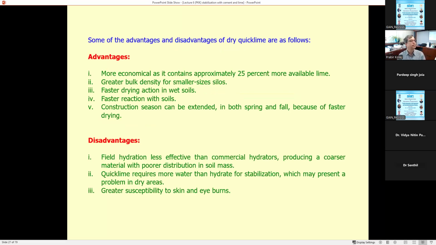Some advantages and disadvantages of dry quick lime. It's more economical. It contains approximately 25% more available lime. It has greater bulk density for small-size silos, and faster reaction with soils. So these are a few things you need to check. The disadvantages: field hydration is less effective than a commercial hydrator. Quick lime requires more water than hydrated lime for stabilization, which may present a problem in dry areas, and there is susceptibility to skin and eye burns. Again, that's the disadvantage of quick lime.